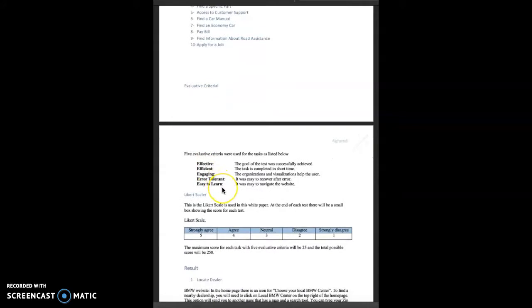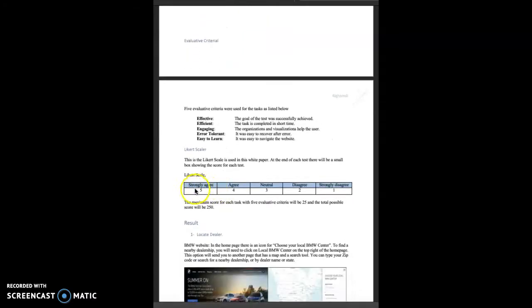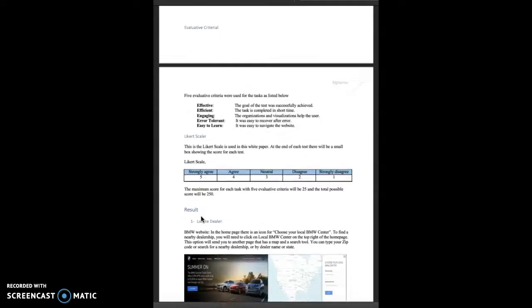I used here 5 different criteria to apply to my testing. The first one, effective, and the second one, efficient. The third one, engaging. The fourth one, error tolerant. The last one, easy to learn. And I put a scale from 1 to 5 to show how strongly I agree and how strongly I disagree.